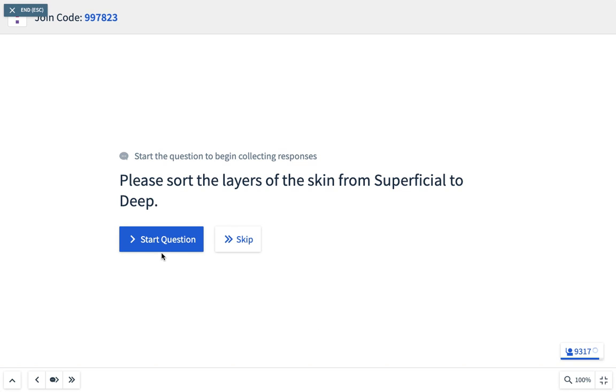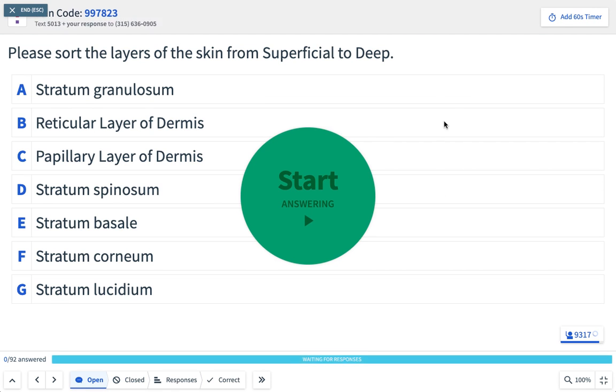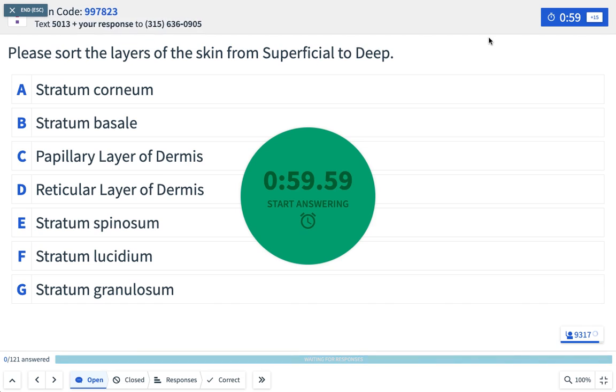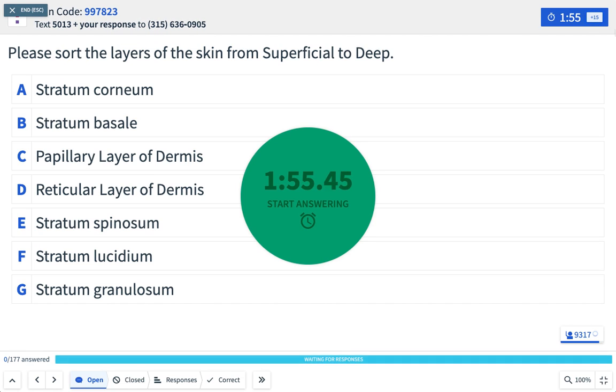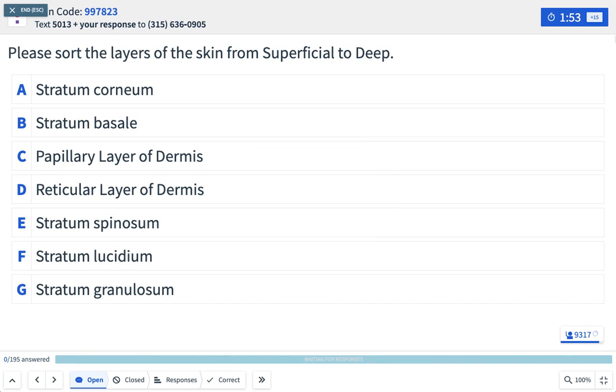So let's pause for a moment and have a review question. I'm going to give you a couple extra seconds to this one. So I'll give you an extra 60 seconds. This is a sorting question. Please sort the layers of skin from superficial to deep. So you have 2 total minutes on this one. Please talk to each other. Let's chat. Let's make sure we can get some communication going.